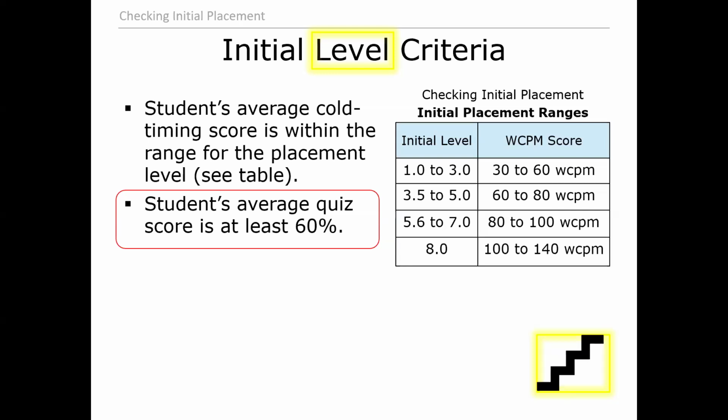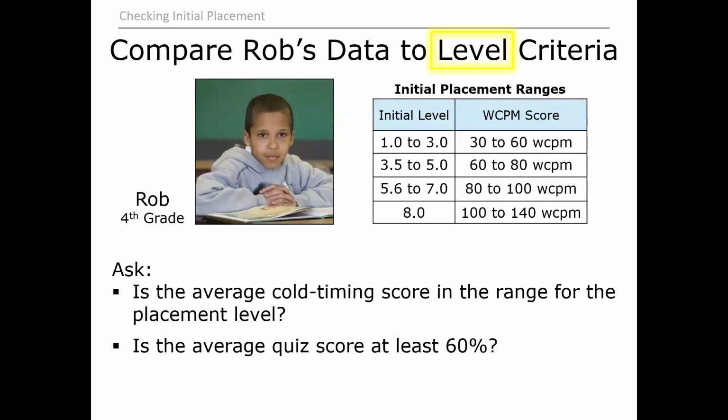So let's take a couple students. We're going to go through 3 different students and their data, and we're going to decide whether or not they're in the right level or have the right goal. All the questions are going to be on your screen. And all the information you need to answer the questions are also going to be visible on the screen that I'm sharing with you. Okay, so we're going to ask whether or not their cold timing score is in the placement range, and then make sure their quiz is good enough.